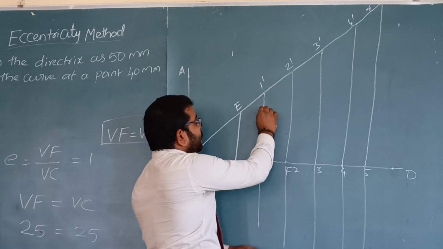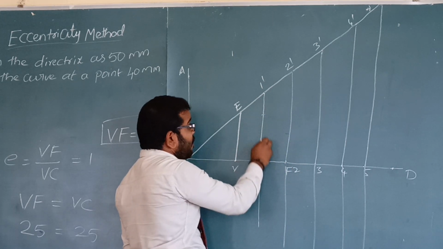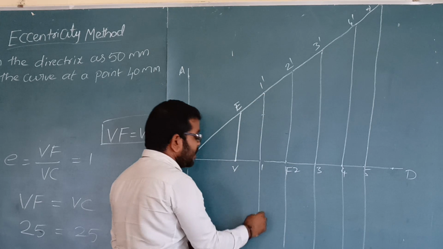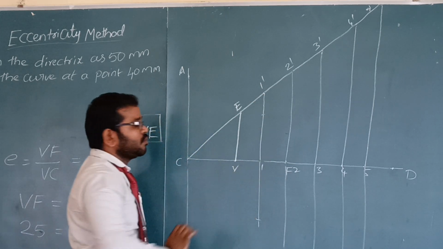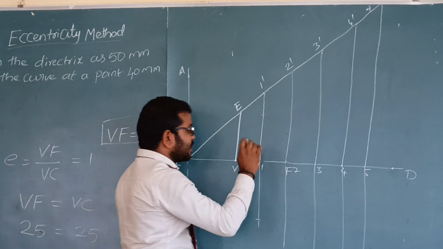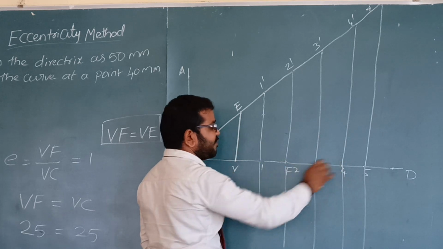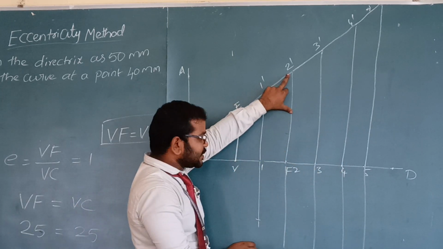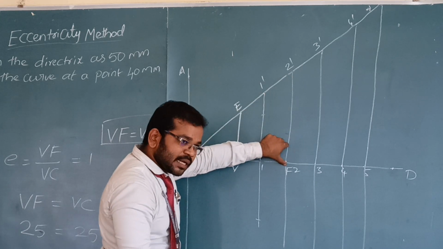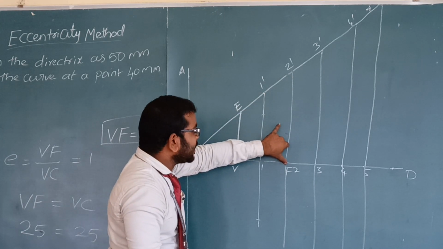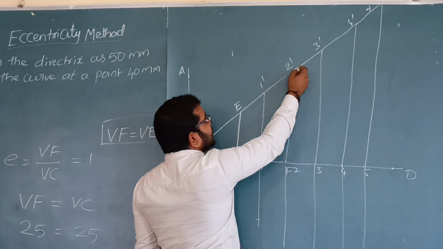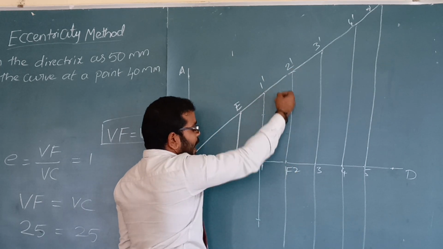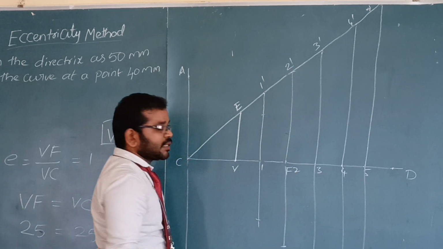Okay, taking F as a center, cut the 1 dash line above the axis line and below the axis line. The same procedure can be repeated up to these 5 points. Take the radius of 2 dash, and with F as a center, cut the 2 dash line above the axis line and then below the axis line.